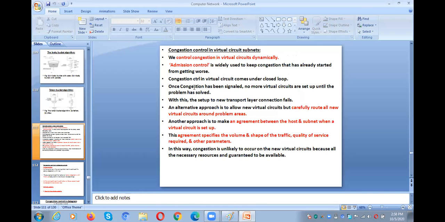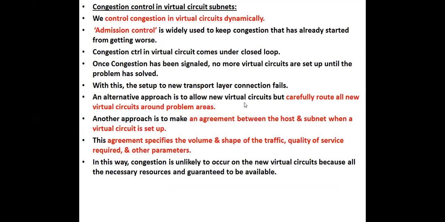And then congestion control. How can we control the congestion? Follow the virtual circuit. As I told you earlier, virtual circuit means we need to set up the connection first and then transfer data. So first we need to establish the connection, and by using that connection, all the data packets are transferred to the destination. With the help of virtual circuit, we can control the congestion by using admission control.